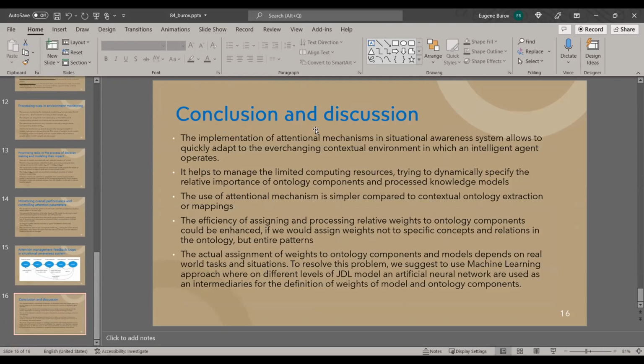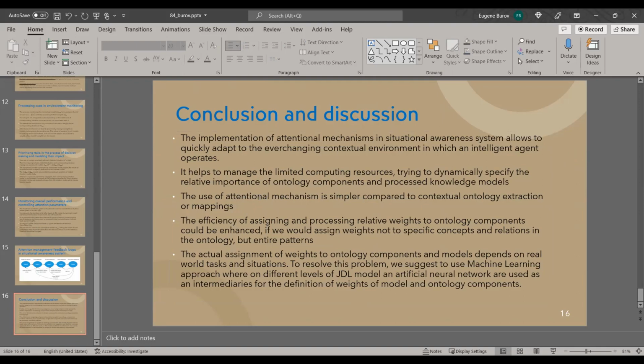Conclusion: the implementation of an attentional mechanism promises to allow quickly adapting to ever-changing conditions in the environment, and compared, for example, to ontology extraction or other methods of ontology mapping, it seems to require fewer resources.